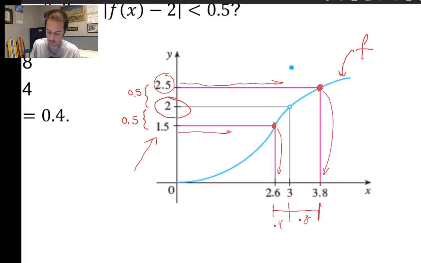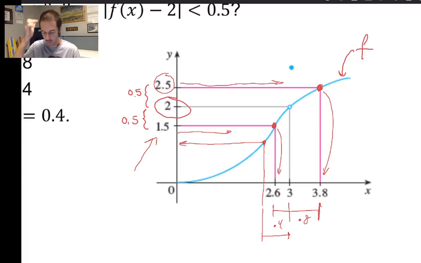And we can't use plus or minus 0.8 because if we move 0.8 to the left of 3, that would put us at an x value of 2.2, and an x value of 2.2 would take us up to this point on the curve, but that point on the curve doesn't have a y value that keeps us in the desired range of y values.